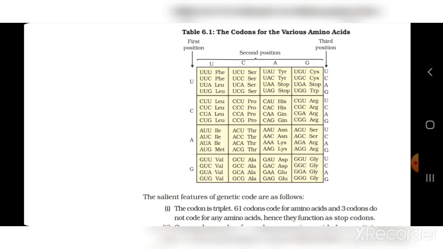Then where will the last 3 go? Actually the 3 codons, particularly UAA, UGA and UAG, do not code for any kind of amino acid. They do not express any property of any amino acid. So they are called stop or terminating codons.